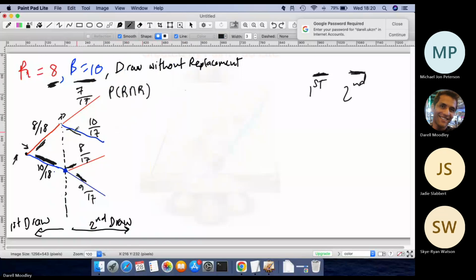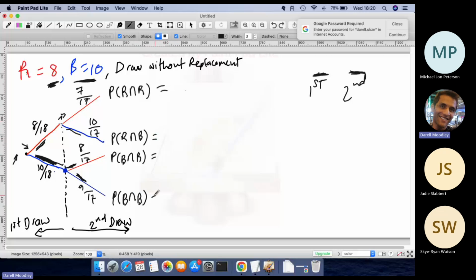Right. And the next branch is you have a red in the first and then you have a blue in the second. This branch here, here, and here, this is the probability of having a blue in the first and a red in the second. Lastly, this is a blue in both cases. It's the probability of a blue and a blue again.